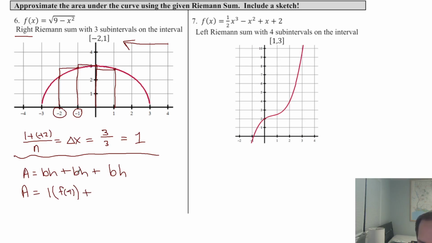But for the next rectangle, our base is still 1. And our height this time is f of 0. That would be the right-hand side for the middle rectangle. So we want f of 0. Then our base should still be 1. And our height is now given by the value of the function at 1, so f of 1.